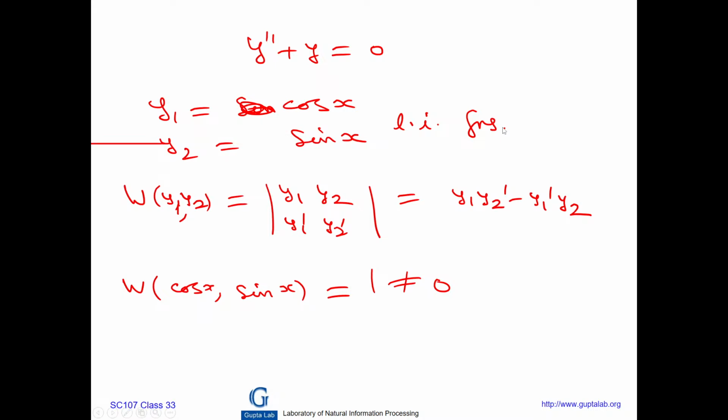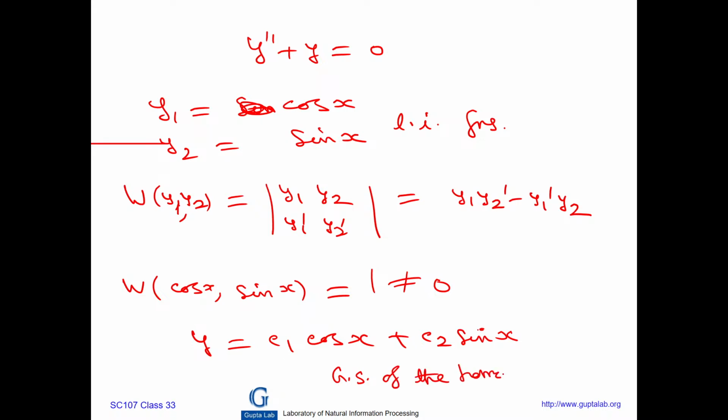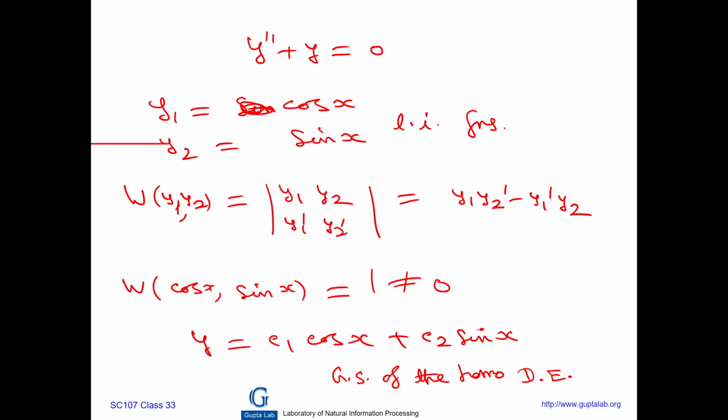Got it? So the general solution is y equal to c1 times cos x plus c2 times sin x for two arbitrary constants c1 and c2. This is the general solution of the homogeneous differential equation. Now I will look into a bit more detail about the Wronskian. I gave you an example and the motivation. Now let us look at the main result given by the Wronskian.